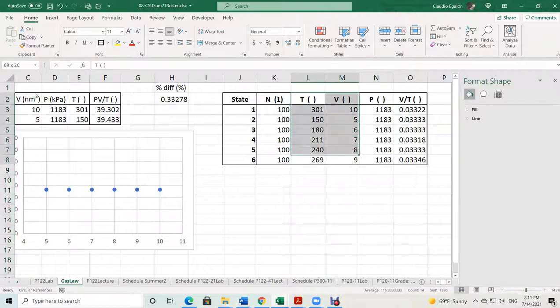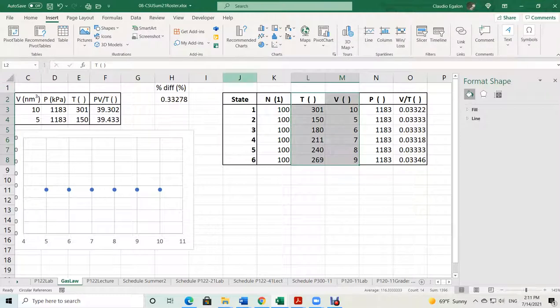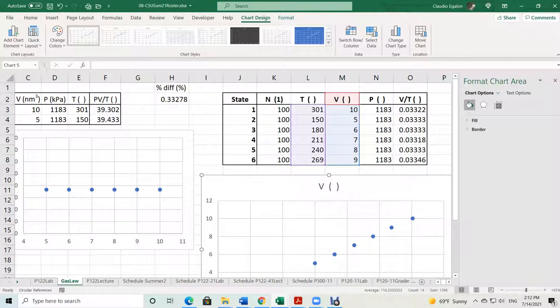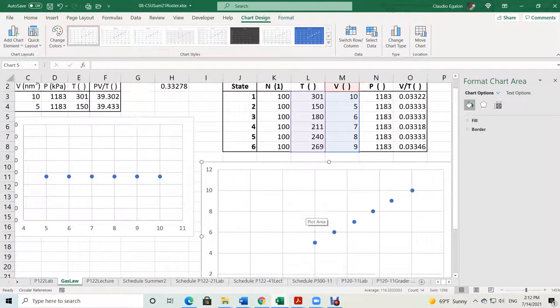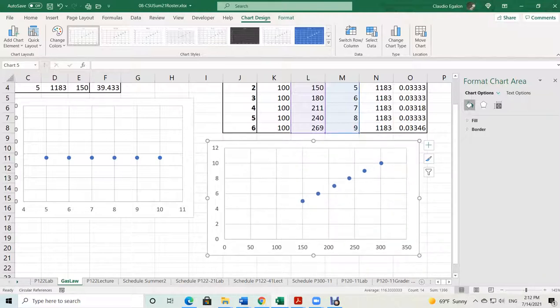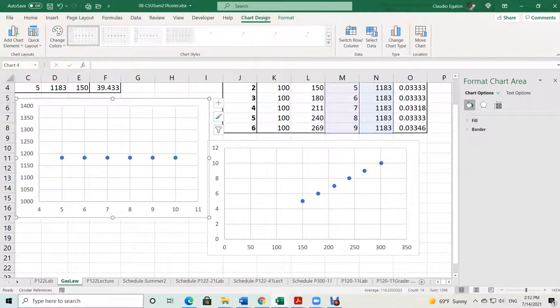And now we can plot the graph the way we want. Volume in the vertical, temperature in the horizontal. Okay, and I'm going to insert it. Here you go, we get this straight line. There are more things that you have to do. I don't like the chart title. Don't forget, I didn't do that yet, but we have to add labels to the vertical and horizontal values. Let's start with the first graph.